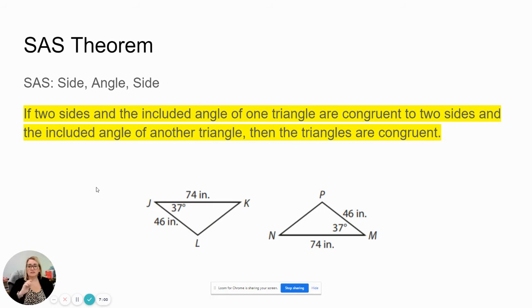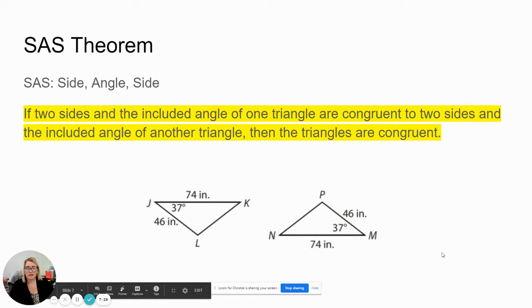Okay, so now we're going to start on our second one for today, which is side angle side, SAS. It says that if you have two sides and an included angle, so the angle between the two sides, on one triangle and on the other triangle, then they have to be congruent. So you notice here that we have 74 and 46 are our sides. Our included angle that's between them is 37. Same thing on this side, so that makes them congruent. We're looking for two sides and an angle between to prove the SAS theorem.